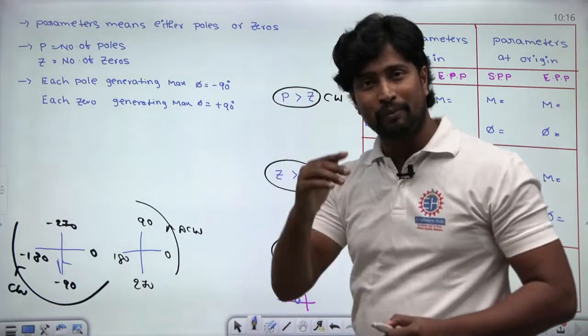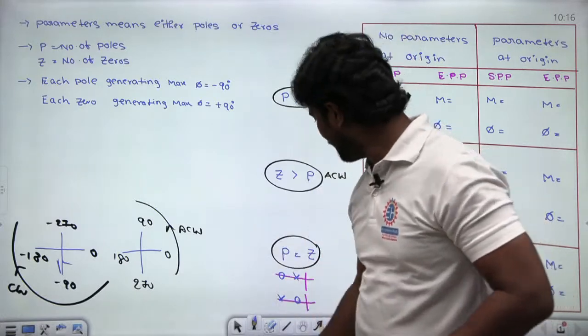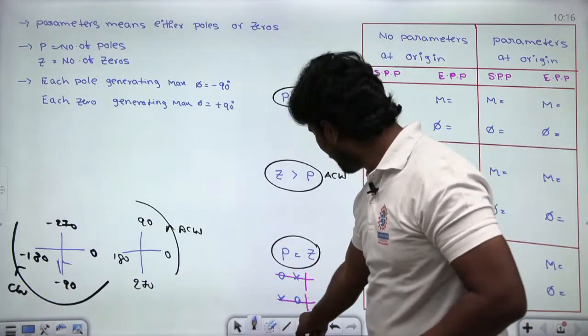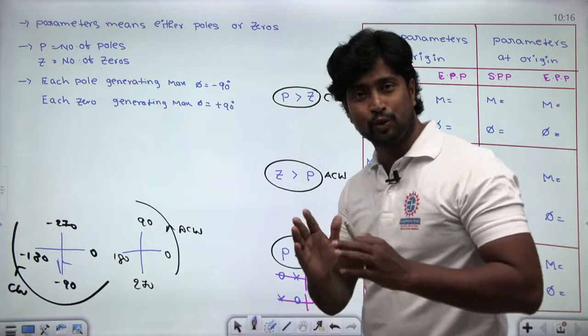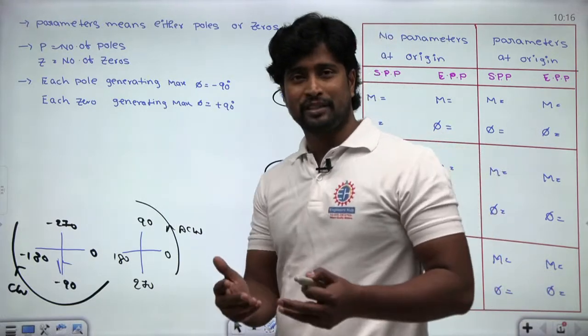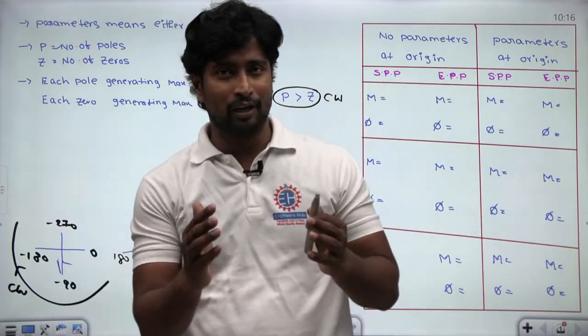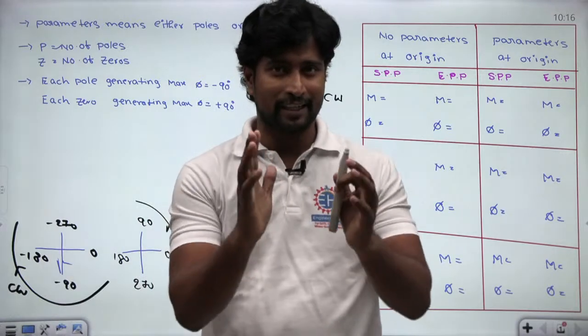Reverse: s plus 1 by s plus 10. Now the pole is where? Minus 10. And the zero is where? Minus 1. I hope you understood well. Sir, why are you discussing these two cases? Guys, carefully listen. This decides the direction.